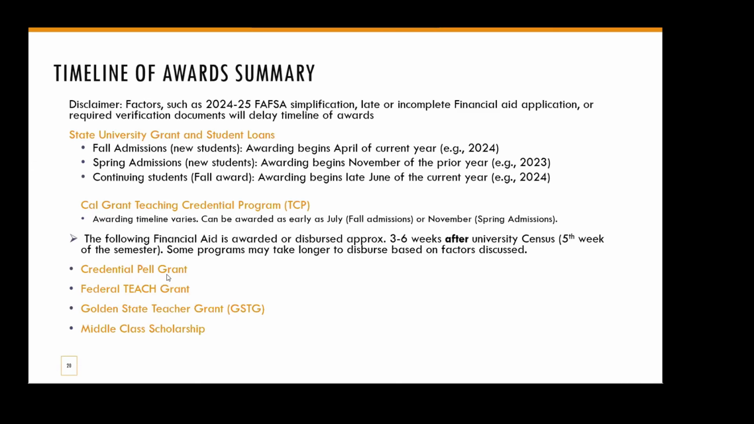But I think what I want to point out here is that the Credential Pell Grant, Federal TEACH Grant, Golden State Teacher Grant, and the Middle Class Scholarship are always paid after census. So classes have to be locked in, and enrollment has to be verified before a payment can be made. So I think that's one of the similarities. That's why we group them together here: payments are always going to be done after census. And of course, depending on what's going on with your application, it can take a little bit longer than the 3 to 6 weeks.